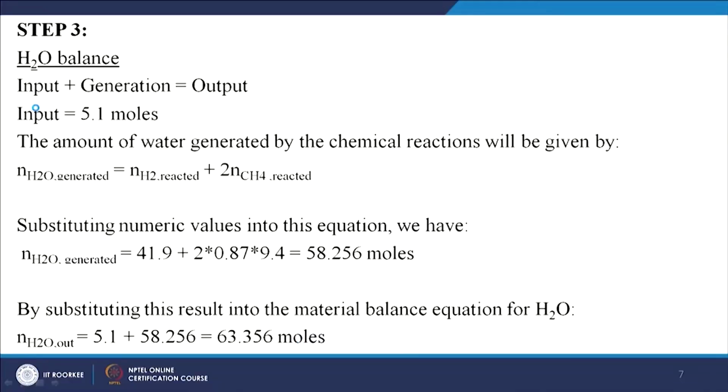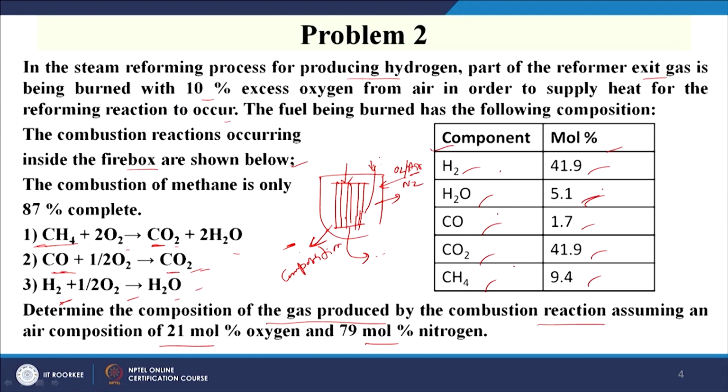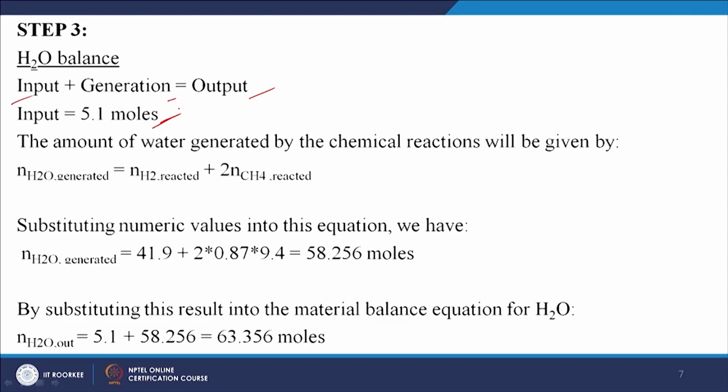Next we see the H2O balance, mass balance for H2O. Then what we will get? Again input plus generation is equal to output, the same formula we will use. In this case what is the input? It is given as 5.1%. So, we are having say 5.1 moles. It is given here in this table, 5.1. So, that 5.1% we are considering 5.1 moles.